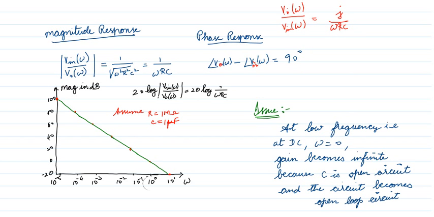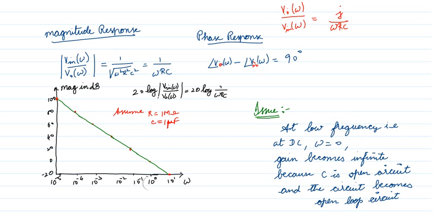For that, the magnitude is 20 log 1 by omega RC. Observe what is going to happen. I am assuming R and C values as 1 megaohm and 1 microfarad, so the product is 1. So 20 log 1 by omega, because the product of R and C becomes 1, right? So if you put omega as 10 power minus 5, 20 log 1 by 10 power minus 5, I can write as 20 log 10 power 5, that is equal to 100. Similarly, if I put omega as 10 power minus 4, I get 80.